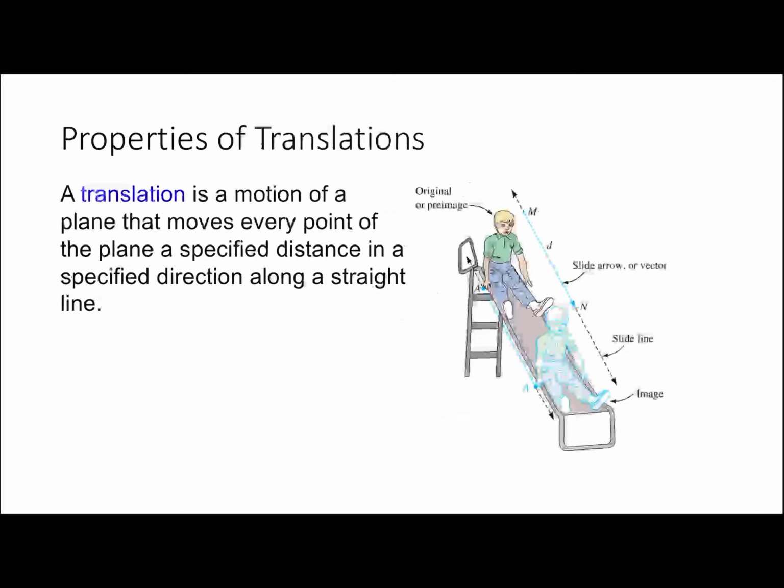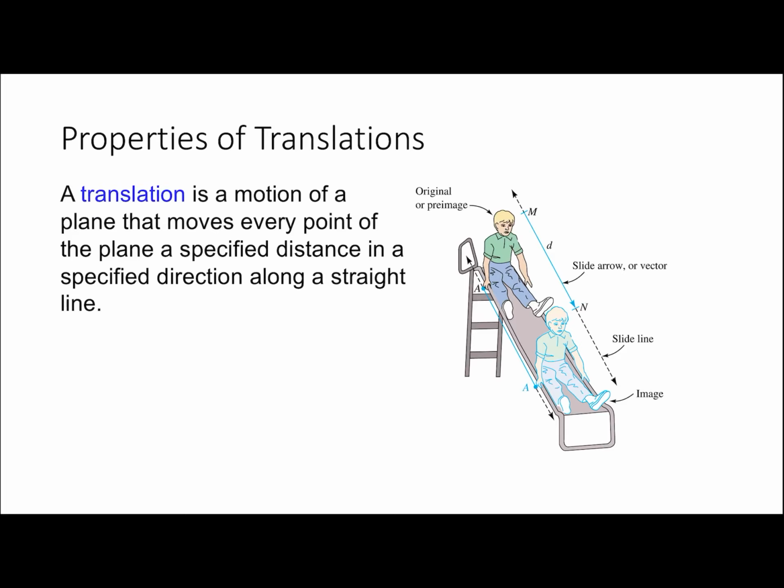Okay? So a translation is basically a slide from one place to another. So if you look at this diagram here to the right, it is simply that idea. You start at the top of the slide. When you slide to the bottom, you still are the same person, same shape, same size. You're just now in a different location. And you slid in one direction, in this case down the slide. So you see the original is the boy sitting at the top of the slide. The slide image, or the new image, is there at the bottom of the slide.